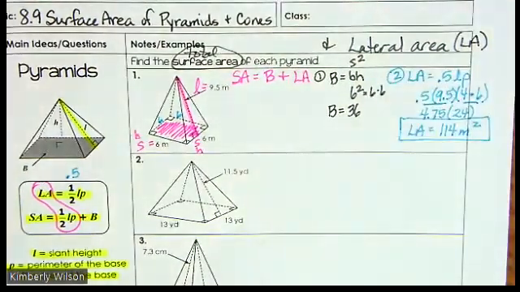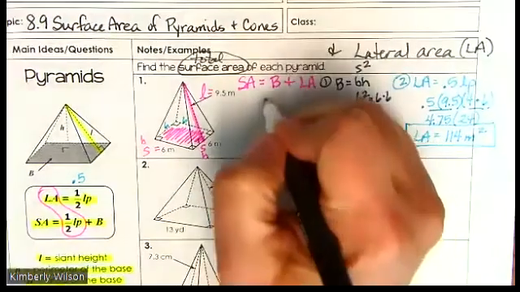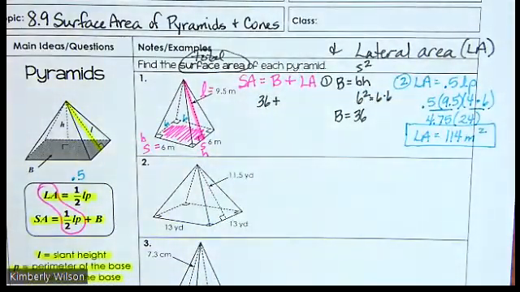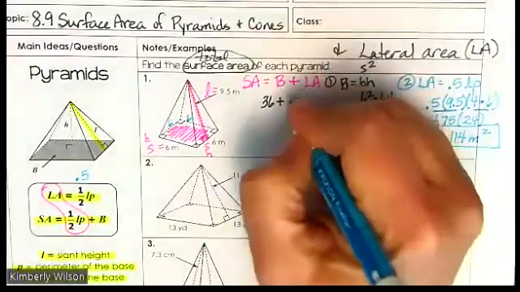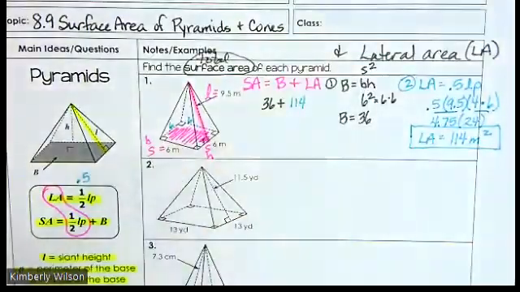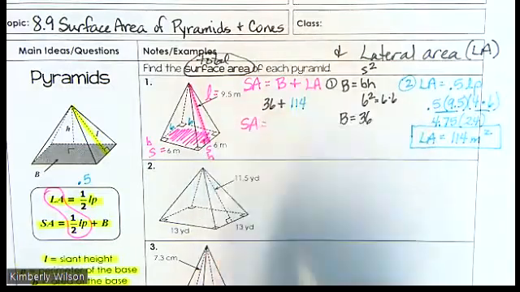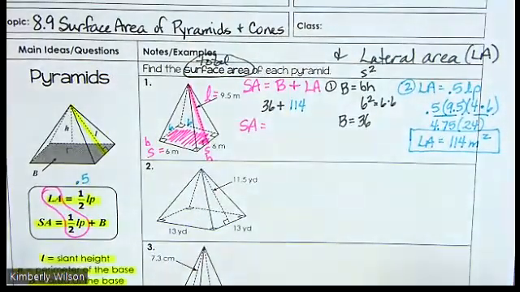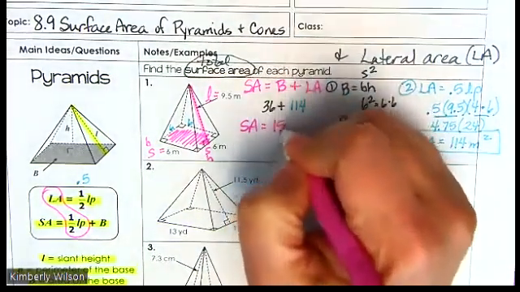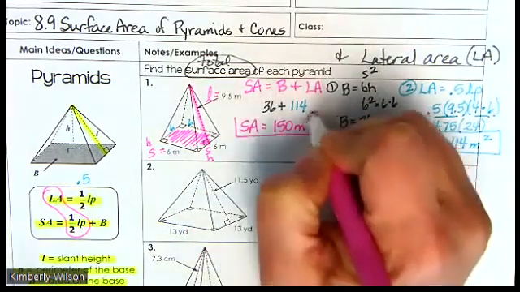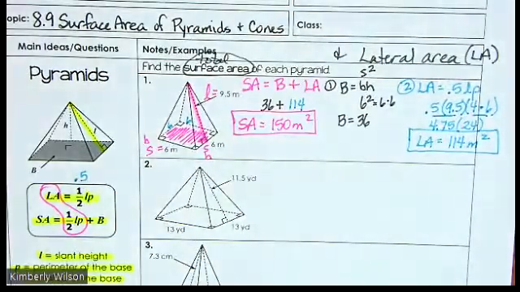And now we go and plug in the information. So we have 36 plus 114. And that gives me my total surface area of 150 meters squared. There we go. Moving right along.